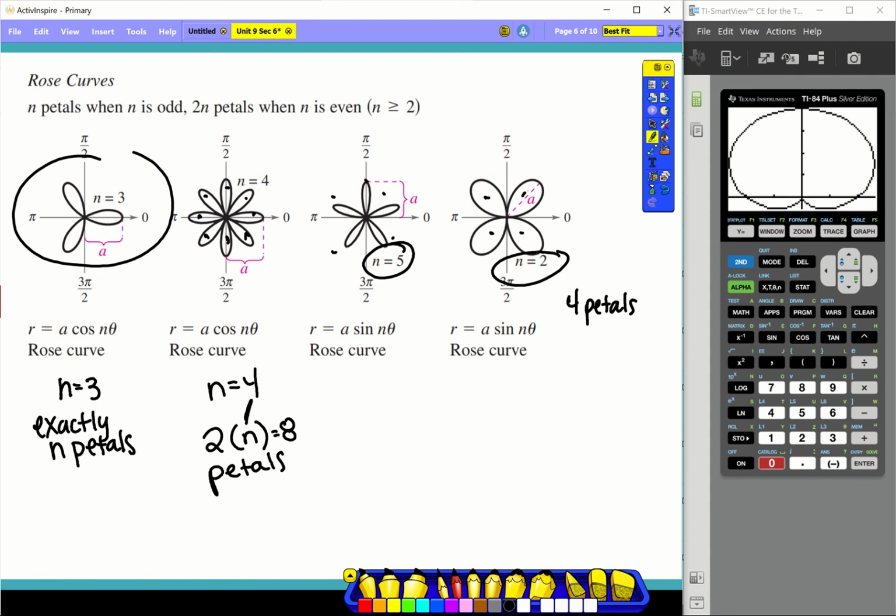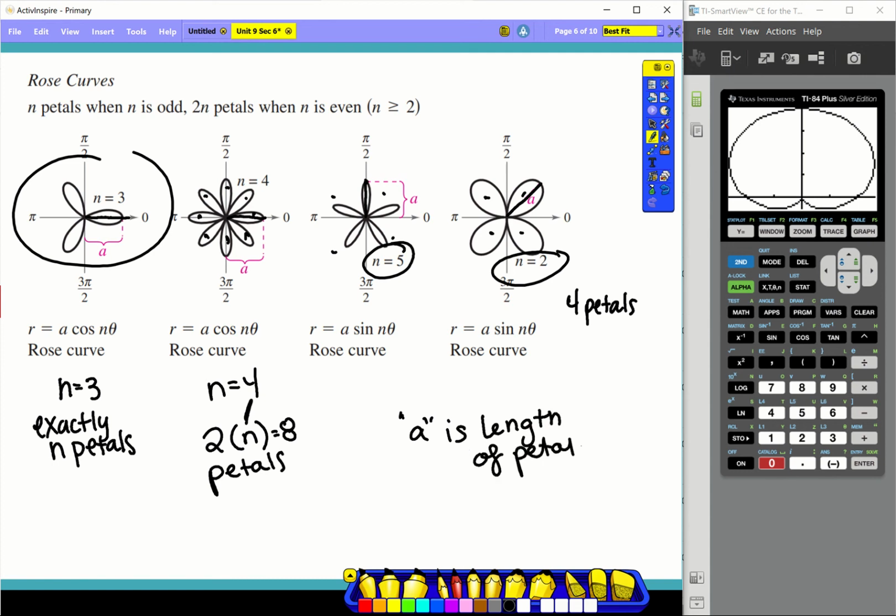And notice that A is the length of one of these petals. Right there, here's another one right here, and they'll all be the same length, so they're all going to be A. A is the length of the petal.